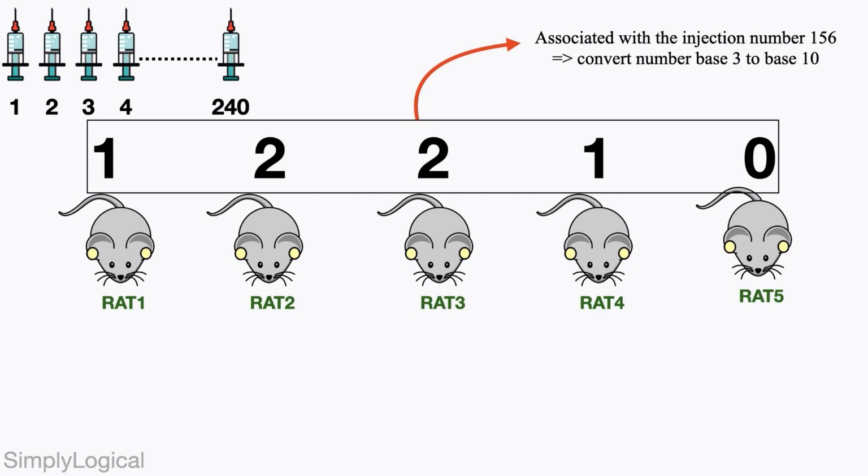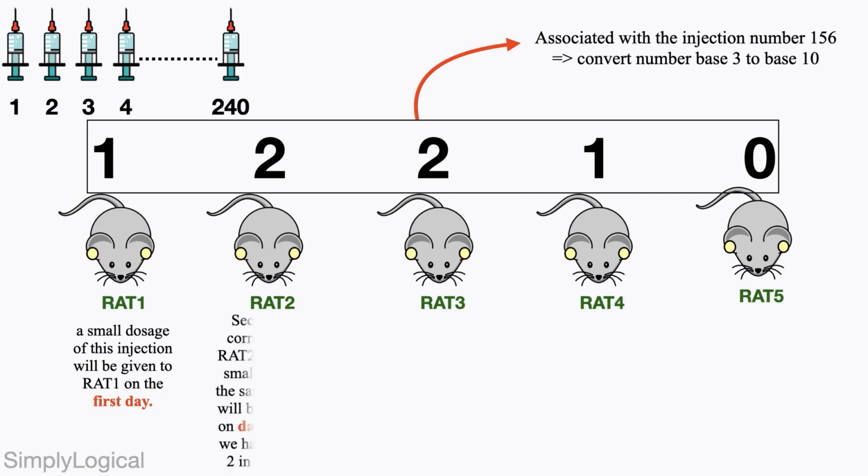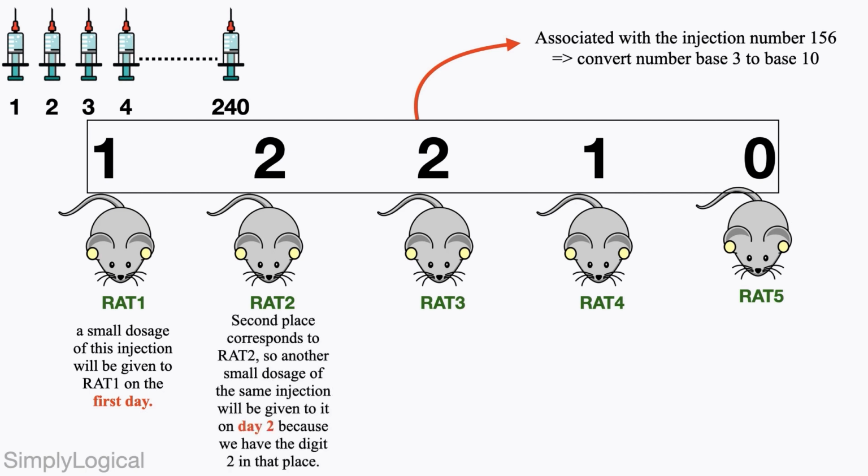So to make this easier, consider an injection labeled 12210. Since the leftmost digit belongs to rat 1, a small dosage of this injection will be given to rat 1 on the first day. Second place corresponds to rat 2, so another small dosage of the same injection will be given to it on day 2 because we have the digit 2 in that place.